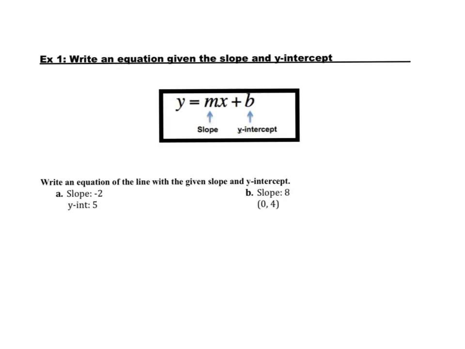All right, so let's take a look at example number 1. Write an equation given the slope and the y-intercept. Remember, slope-intercept form is written y equals mx plus b, where m is the slope and b is the y-intercept. We're given the slope of -2 and the y-intercept of 5. So again, we're going to follow y equals mx plus b, and we're just going to plug in our slope. And remember, the slope is always the number that is with the variable. And then our y-intercept is then plus 5.